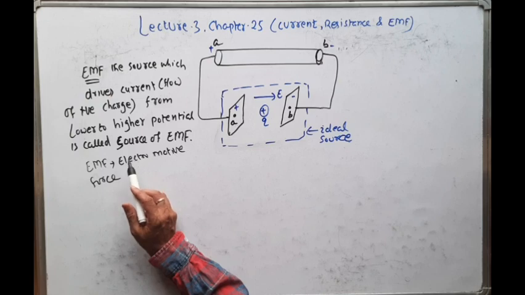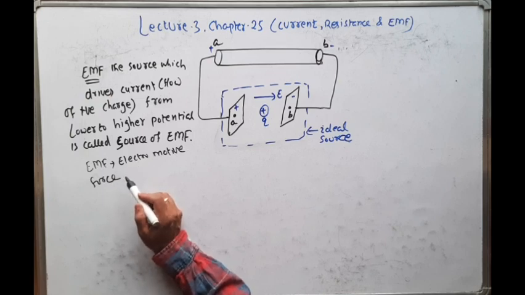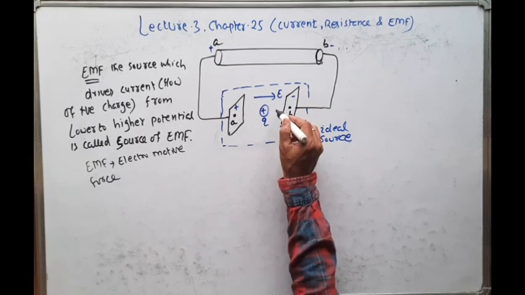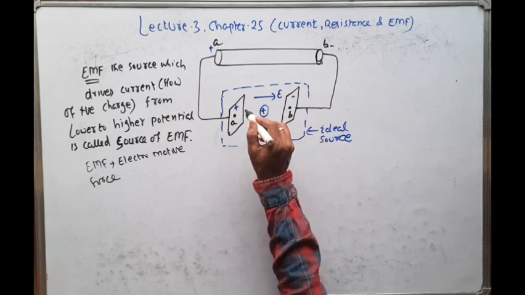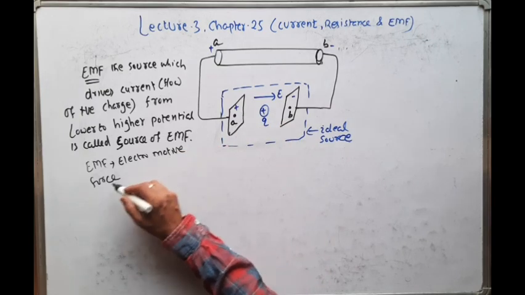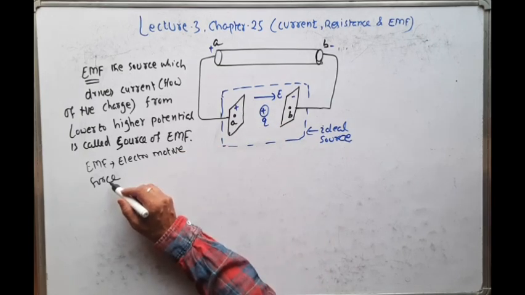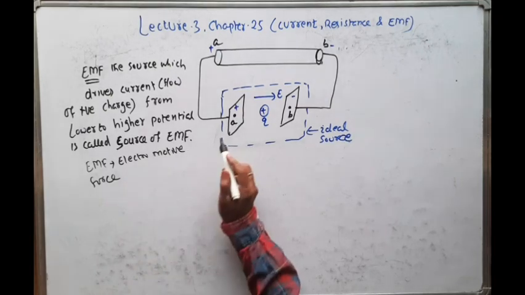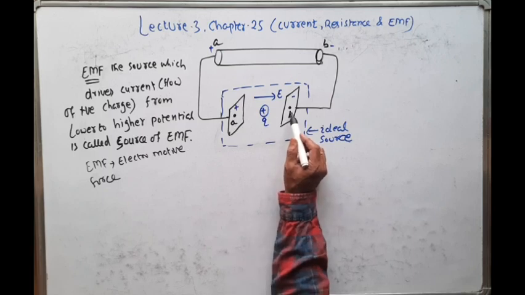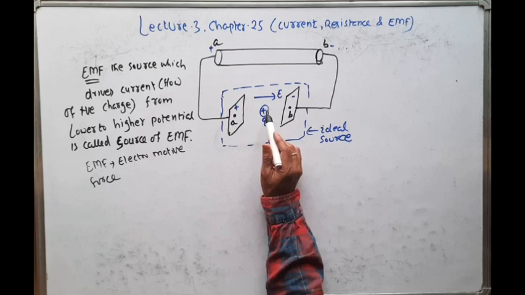That does not mean that EMF is a force. It is not a force, but it is energy per unit charge. That means the energy to carry a unit charge from lower potential to higher potential is called EMF. From the name it seems to be a force, but no, it is not a force. It is an energy per unit charge, like potential. So what is potential? It is the amount of work done in bringing a unit charge.